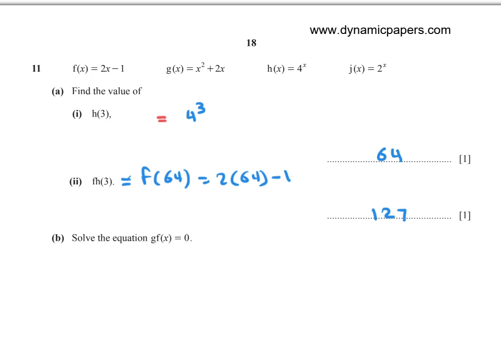B, solve the equation gf(x) equals 0. So you need to find gf(x) first. Put f in g. So substitute x by 2x minus 1. So we have (2x minus 1) squared plus 2 times (2x minus 1) equals 0.